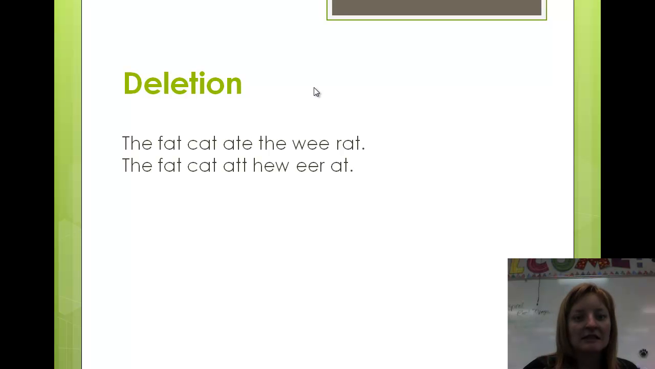A deletion mutation is just like the delete button on your computer keyboard. You delete a nucleotide base, and it shifts things, right? So if we have the fat cat ate the wee rat, now we have the fat cat at at. Now, if you're not paying attention to the screen and you're just listening to me, you're like, what language is she speaking? Exactly. If you see here, we've eliminated this E. Well, the rest of the whole sentence shifts down, and it changes the meanings of these words.